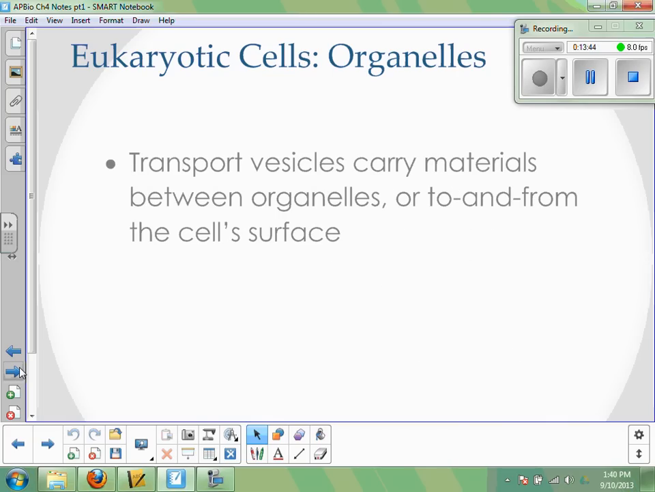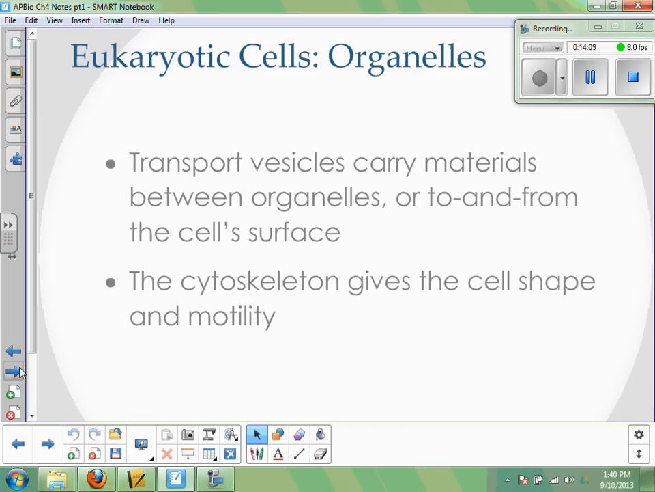We find transport vesicles. A vesicle is a name for just a small membrane sac that can carry things around inside the cell. And these transport vesicles may carry material from one organelle to another, or from an organelle to the cell membrane, or from the cell membrane to an organelle. They're basically just to move things around, but yet still keep them compartmentalized.